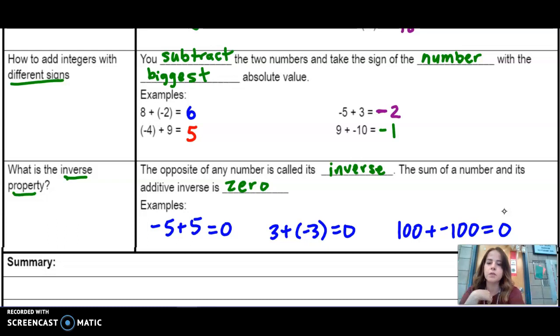And then something else, you can see some of these have parentheses and some of these do not. The parentheses are just to break it up so you can see that the negative is with the number, but it's not always there and that doesn't matter.